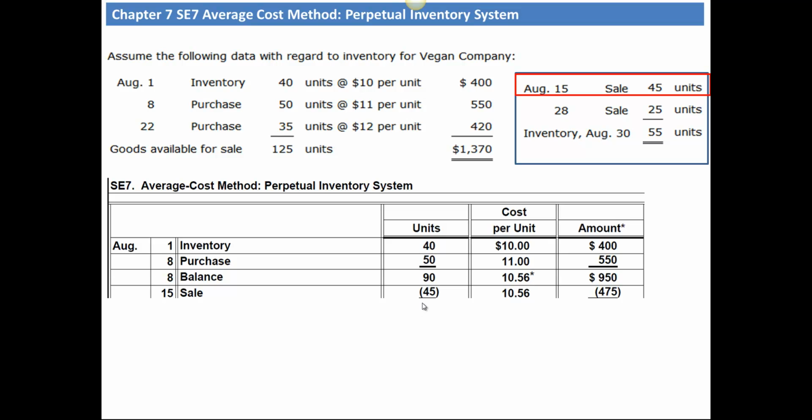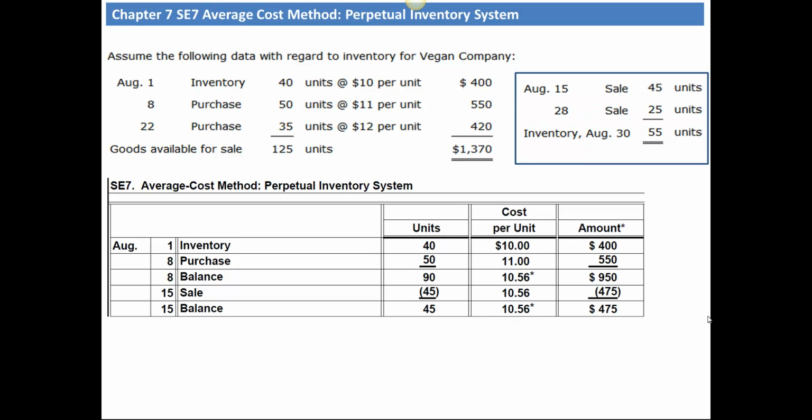So we sold 45 units times the average cost we just calculated of $10.56 for a total cost of $475. Now what we just calculated there was our cost of goods sold. That $475 is part of our cost of goods sold. So we're also doing it a little bit differently. We're actually calculating the cost of goods sold rather than finding our ending inventory and subtracting, like we did in the periodic method. So the next date we have is August 22nd.